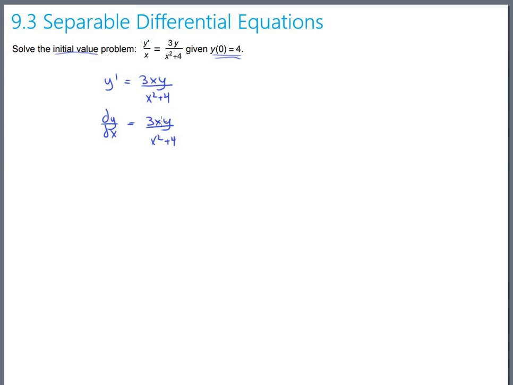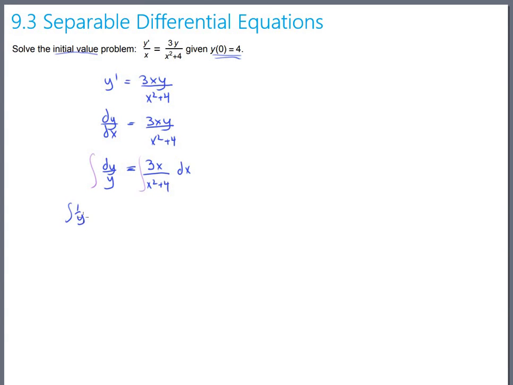Okay, so if I divide both sides by y and multiply both sides by dx, dy over y equals 3x over x squared plus 4 dx. Okay. Now we're happy. We've figured out that it is a separable differential equation. It means we can go ahead and integrate both sides. One's an integral in dy, the other one's an integral in dx.